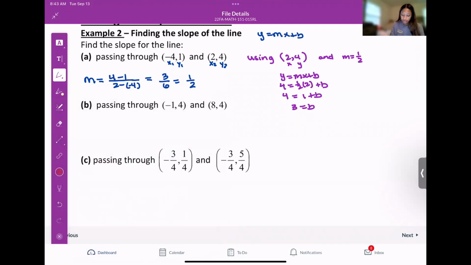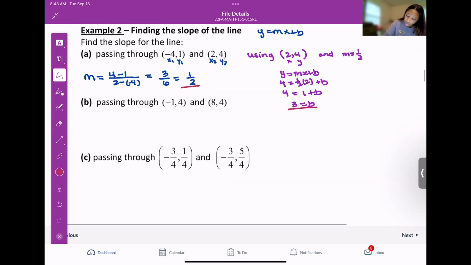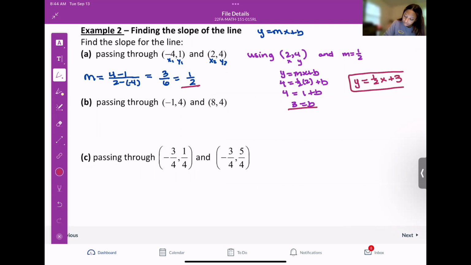All right, then finally, let's put those two things together. M is equal to 1/2, b is equal to 3. Then our equation would be y equals 1/2 x plus 3. We can double check that. Let's see, if I plug in -4, 1/2 times -4 is -2. -2 plus 3 is 1. That works. And if I plug in 2, that definitely works.